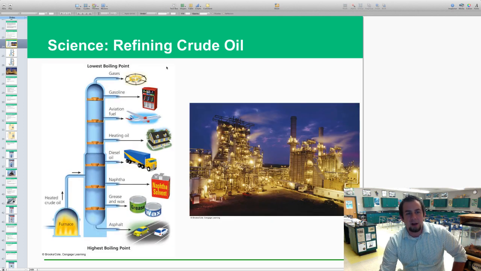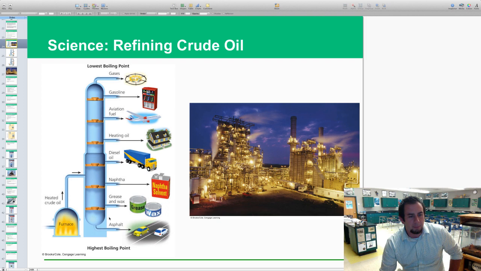So here's the science in refining crude oil. As it's pulled out of the ground, it's very raw and has a lot of things in it, and there are things that can be made out of it. What we do is heat up the crude oil, and based on the temperatures, the most volatile components with the lowest boiling points are removed at the top of the column. So the lower the boiling point, the higher it comes out in the refining process.